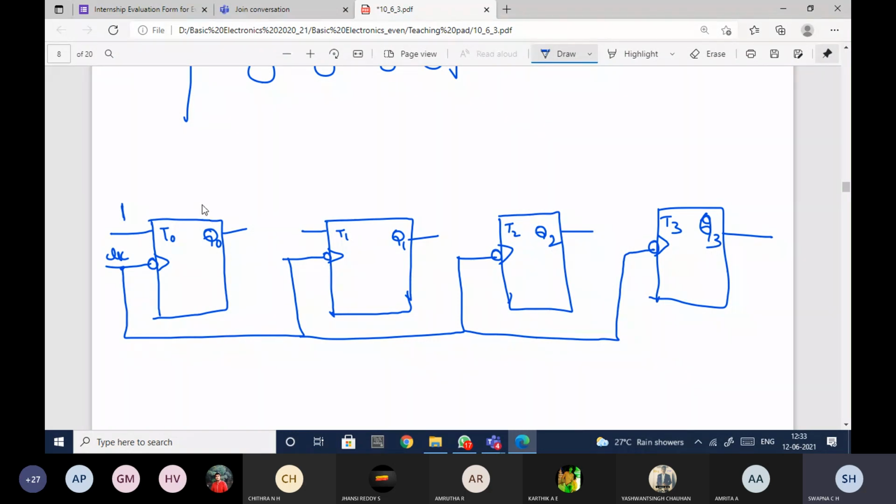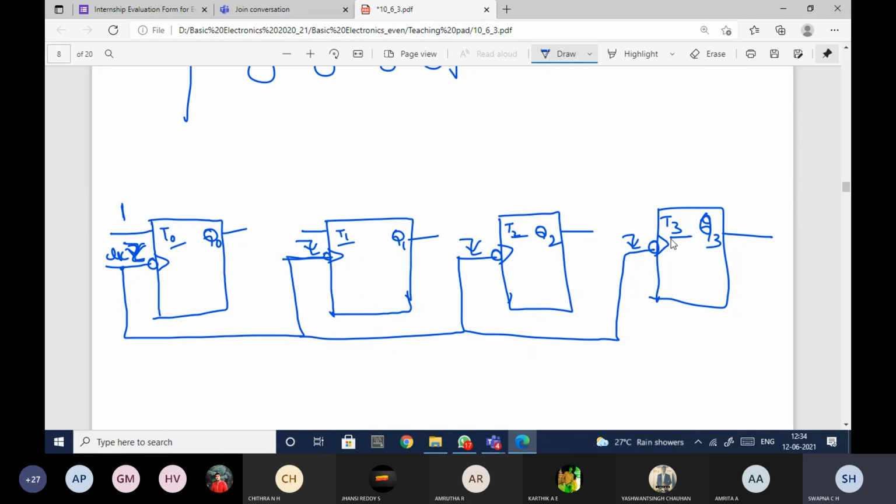Even for T1, we'll just design it. I'll show you the design steps, don't worry. But what I want to tell you is that it is based on the T inputs only, because I'm giving the clock simultaneously. Whenever the clock arrives as a trailing edge trigger to all the flip-flops together, it will check for the inputs. What are the inputs here?